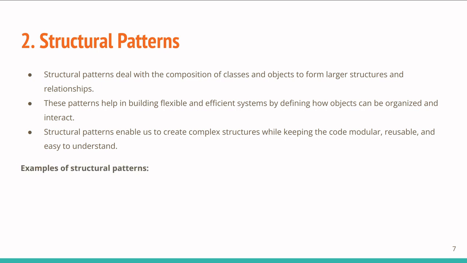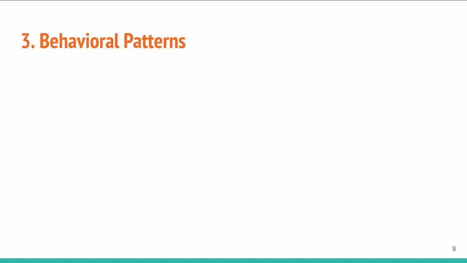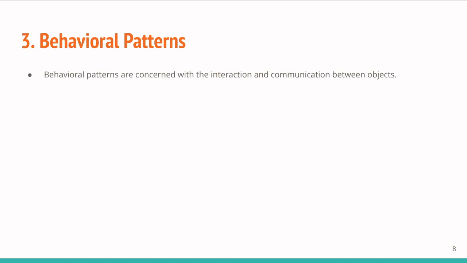The examples of a structural pattern we have already seen. There are a few: adapter, decorator, facade, right? The third category is behavioral patterns, right? Behavioral patterns are concerned with the interaction and communication between objects. Interaction and communication between objects.